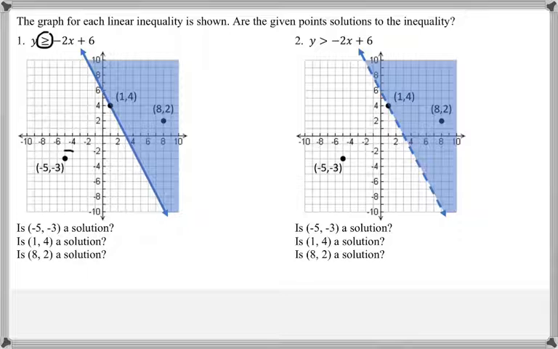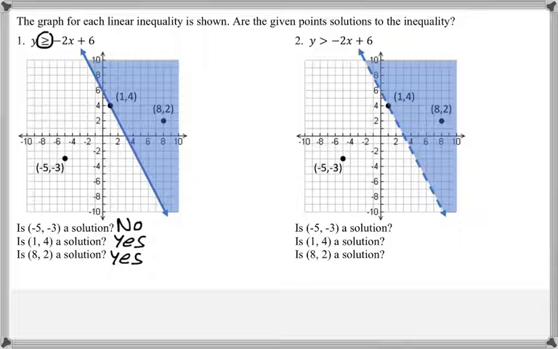So negative 5, negative 3 is not a solution because it's not in the shaded region. 1, 4 is on the line, and because it's a solid line, this counts. So yes. And then is 8, 2 a solution? Yes, because it's inside the shaded region.